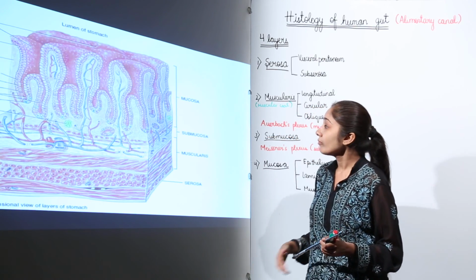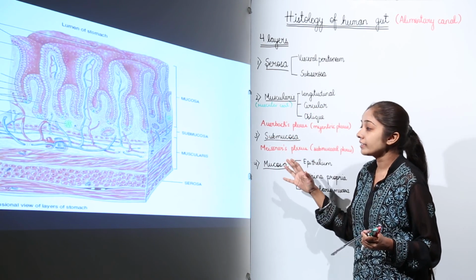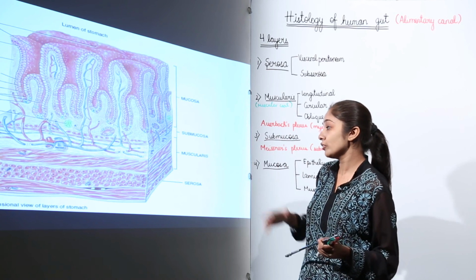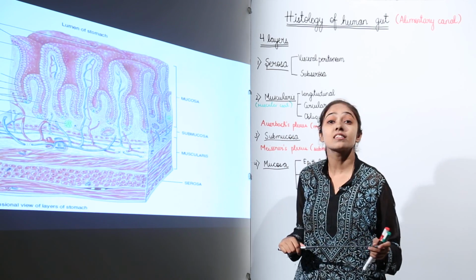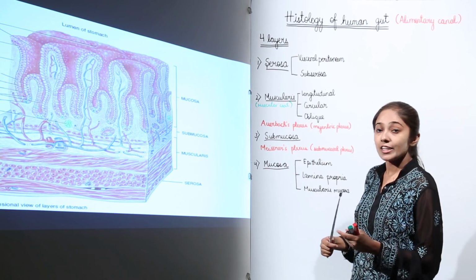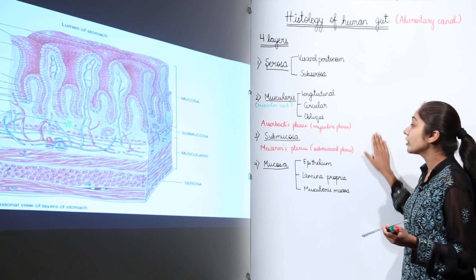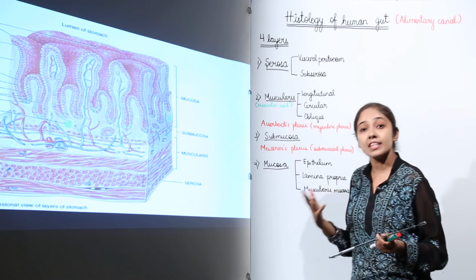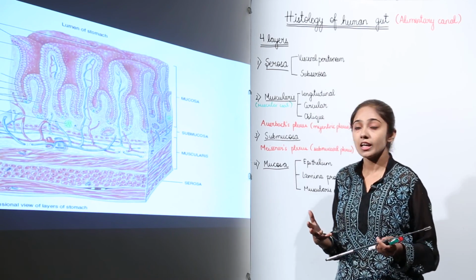Then next, here you can see the three-dimensional view of the layers of the stomach. We are here concentrating on the stomach. Again, these are the 4 layers, and these will be the same when we talk about the alimentary canal.